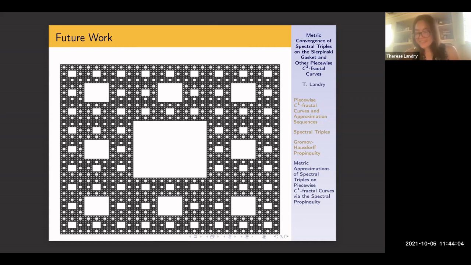So I'm learning random conformal geometry. I started studying that this summer. And to what end? Well, to define a spectral triple on the Sierpinski carpet. There are some techniques there that make it appropriate for this task, and we'll see how that goes next year.